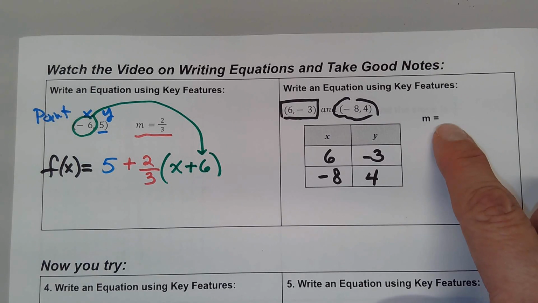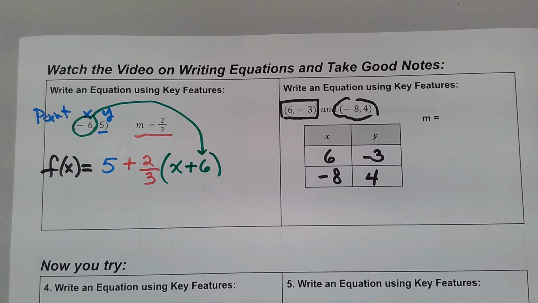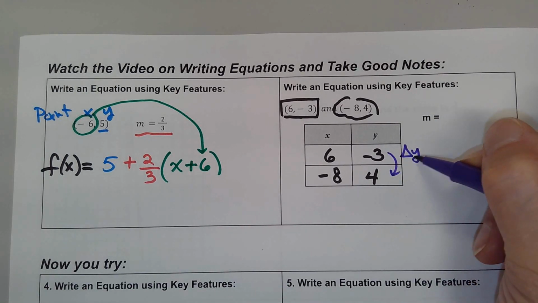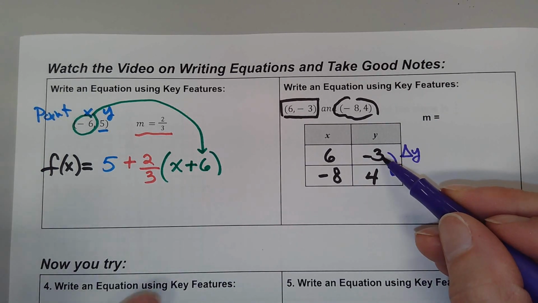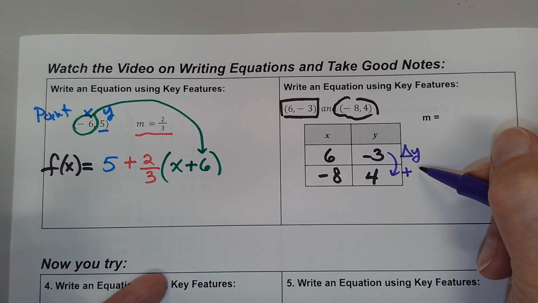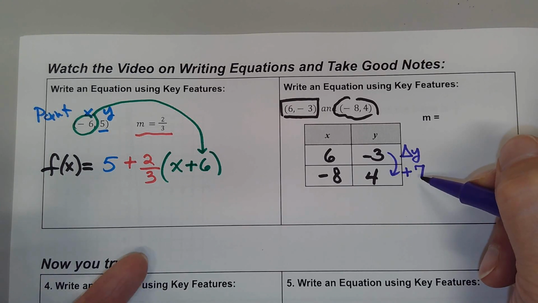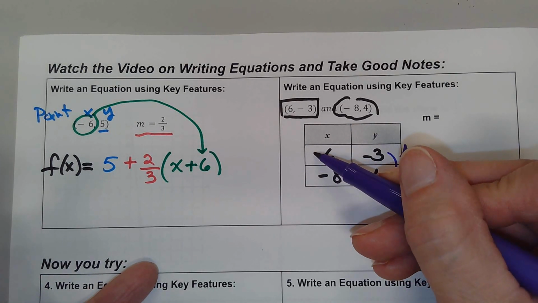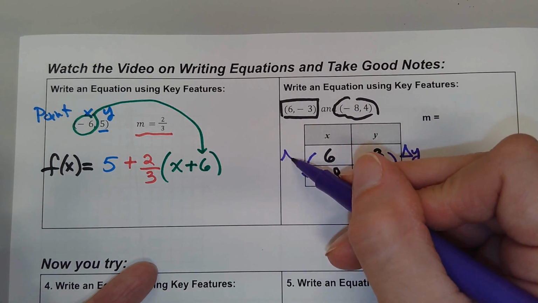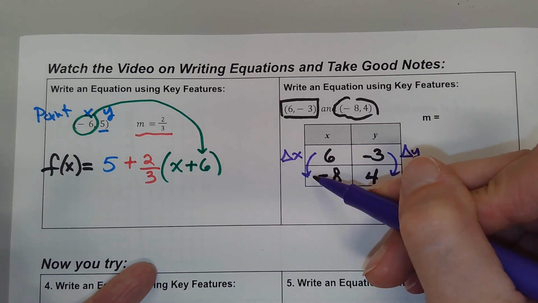Now we have to write the slope. So let's take a look at the delta x and the delta y. How are the y's changing? Negative up to positive, that's adding how much? Adding 7. Over here we have 6, and it's going down, down, down into the negatives. What's the delta x for this table?